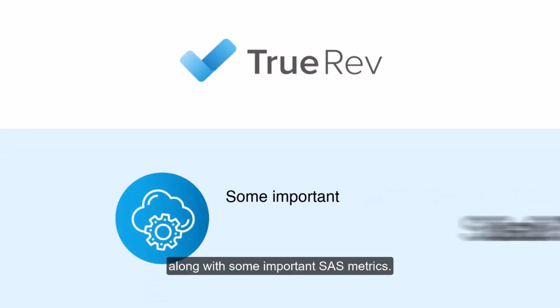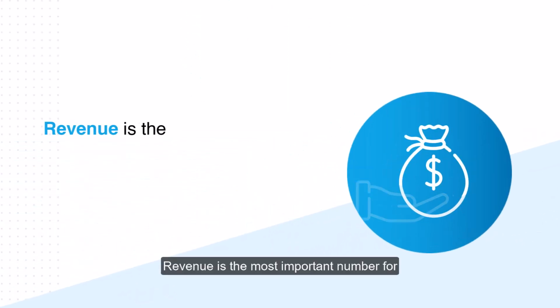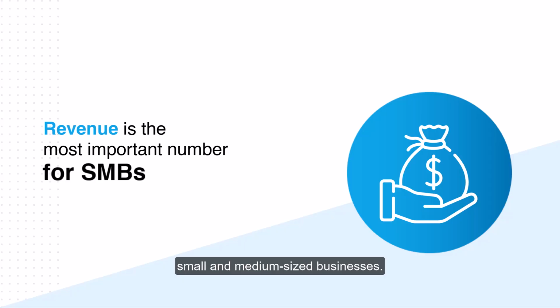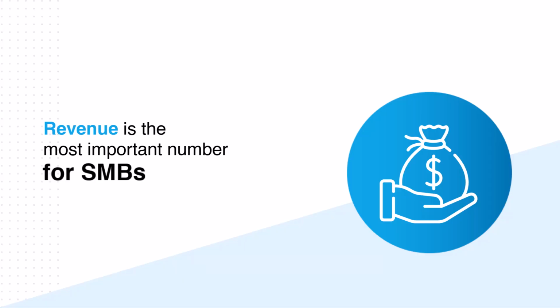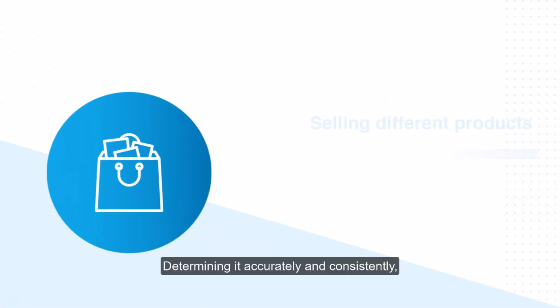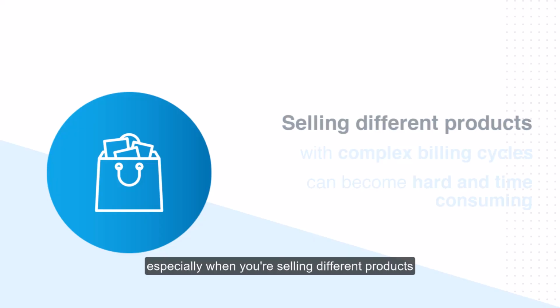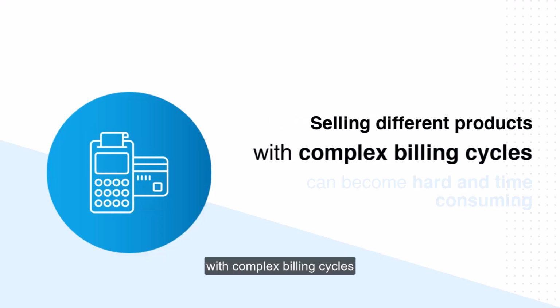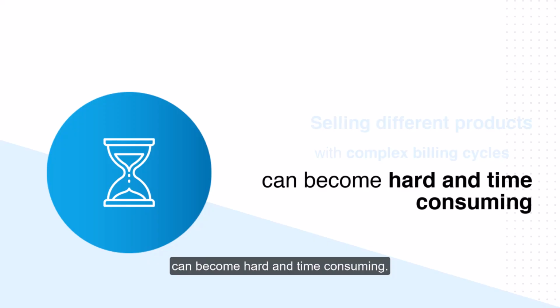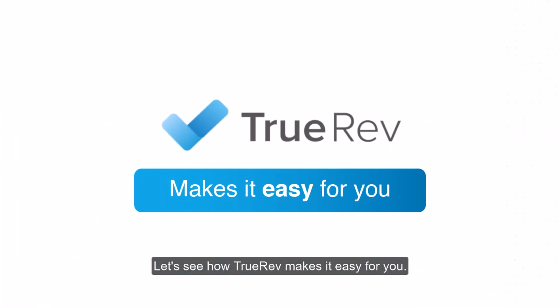Along with some important SaaS metrics. Revenue is the most important number for small and medium-sized businesses. Determining it accurately and consistently, especially when you are selling different products with complex billing cycles, can become hard and time-consuming. Let's see how TrueRev makes it easy for you.